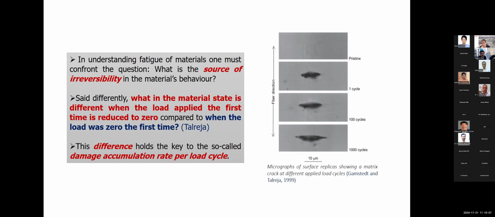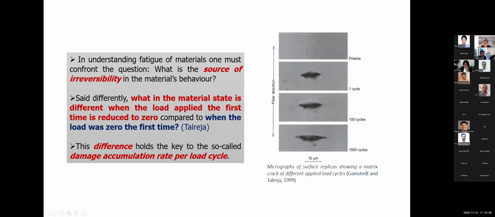So there is something which has happened, which we say is nothing but damage accumulation. Damage is accumulating, and I pick up this very simple figure from Talreja, where we find that this is the virgin material. As you keep on increasing the number of cycles, we find that something is happening. The damage is growing. That means the material is accumulating damage.